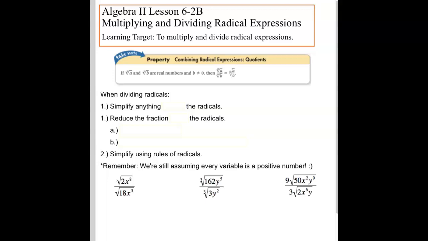Good morning. We are going to look at section 6.2b today, continuing to look at that idea of multiplying and dividing radical expressions. Our focus today will be on the dividing type.